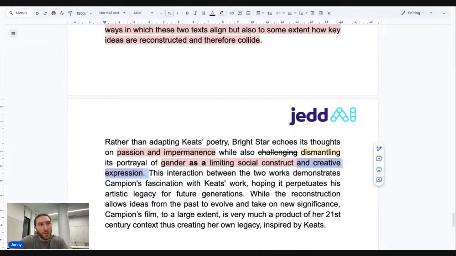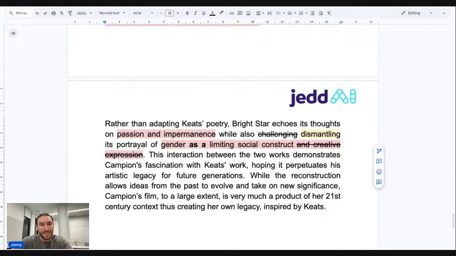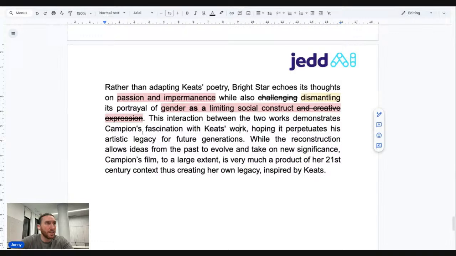And then the creative expression bit needs to be expanded, or you can cut that out of that part and mention it maybe in the next sentence, so that you have in your introduction covered all the key ideas from your body paragraphs. "This interaction between the two works demonstrates Campion's fascination with Keats's work." Again, you're not really telling us anything there. All you've told us is that Campion was fascinated with Keats. Well, yeah, she's created this kind of adaptation and responded, so she is, but we get that.